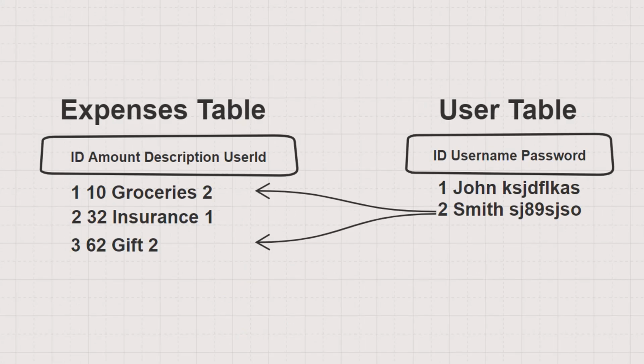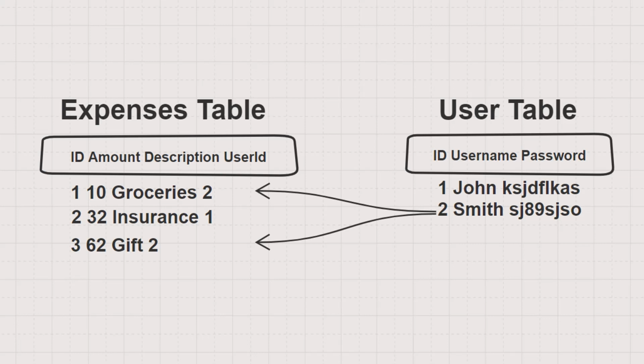As of right now, we only have a single table which holds all of our expenses. So we will create a user table and have a one-to-many relationship since one user can have many expenses. As you can see in this example, we can say that because groceries and gift in our expenses table have a user ID of 2, these are all the expenses of the user Smith.